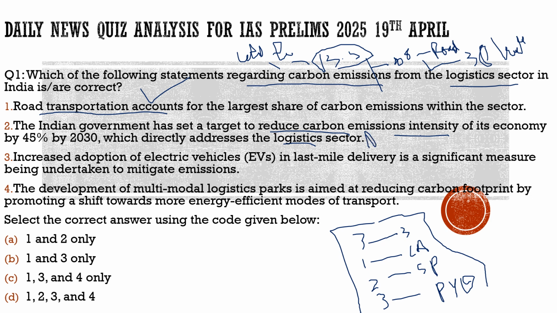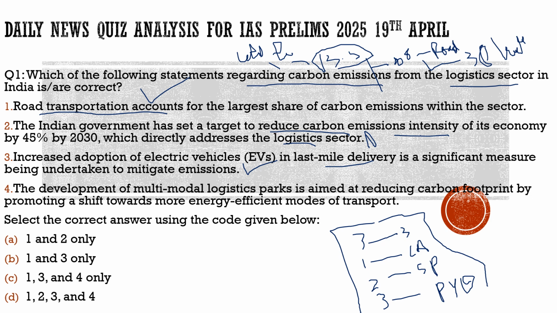Now coming to the third statement: increased adoption of electric vehicles in last mile delivery is a significant measure being undertaken to mitigate emissions. 100% correct. It is a significant measure, and in this article itself there were ways forward given, on how we can reduce this emission. We should shift to the railways, focus more on the waterways, and also focus on electric vehicles. These were a few ways forward given in this article itself. So the third statement becomes correct, 100% correct.